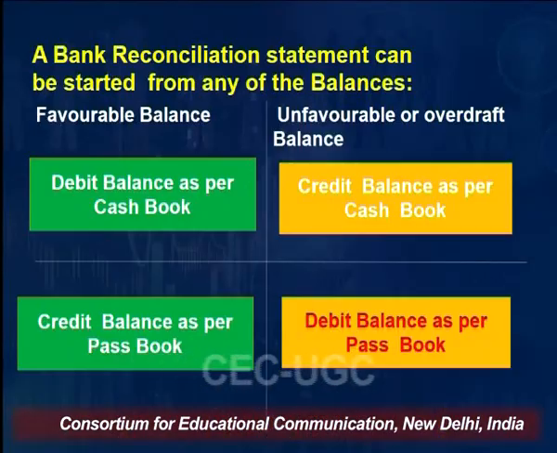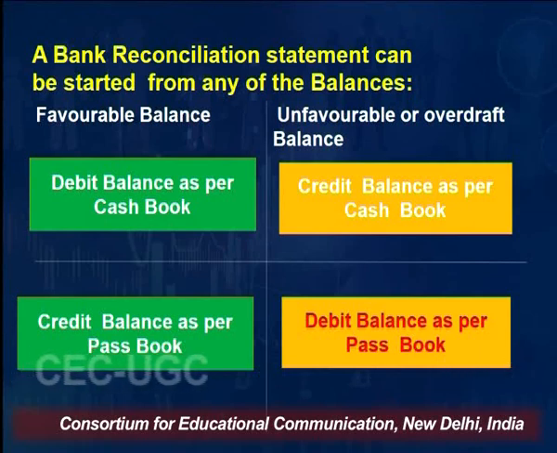Look, in this question we have started with the overdraft balance as per the cash book, that is a negative balance, and we have arrived at the overdraft balance as per the passbook. Overdraft balance as per the passbook means negative balance. So there are 4 possible cases. The first case was debit balance as per the cash book, that is a favorable balance. Credit balance as per the passbook, again it is a favorable balance. Unfavorable balance or overdraft balance means credit balance as per cash book. The last case, case 4, is debit balance as per passbook.